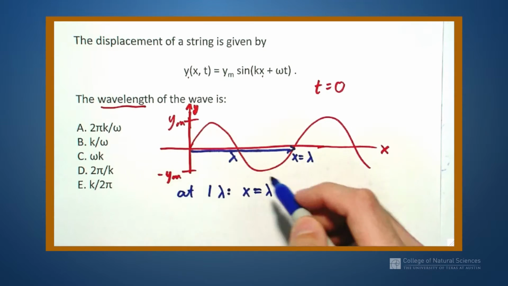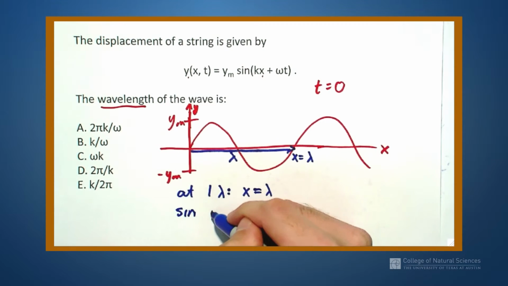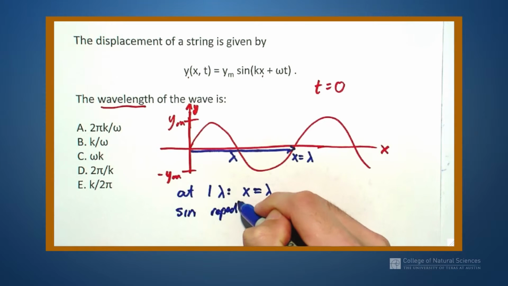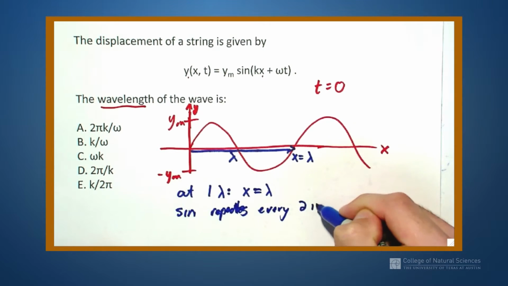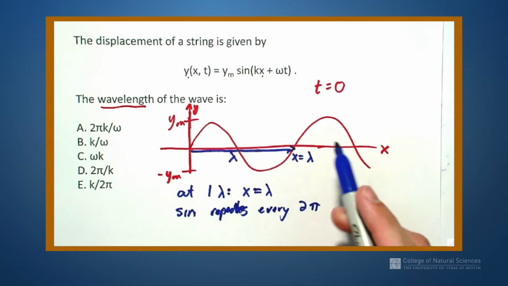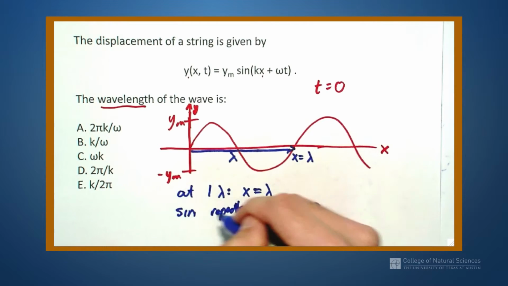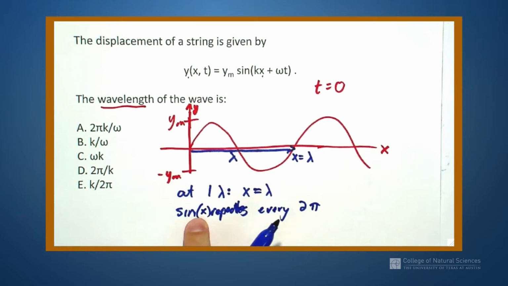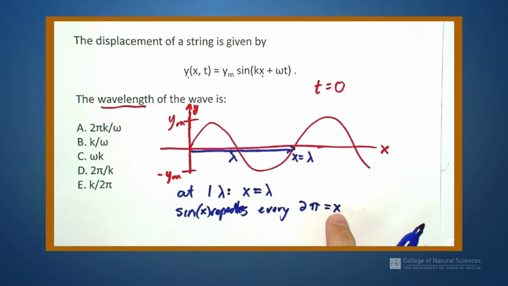And we know that the sine function repeats every 2 pi. So every 2 pi, we're going to repeat ourselves for this trig function. Actually, I should probably put that sine of x repeats itself every 2 pi, for x equal to 2 pi. So we're going to repeat ourselves every 2 pi.